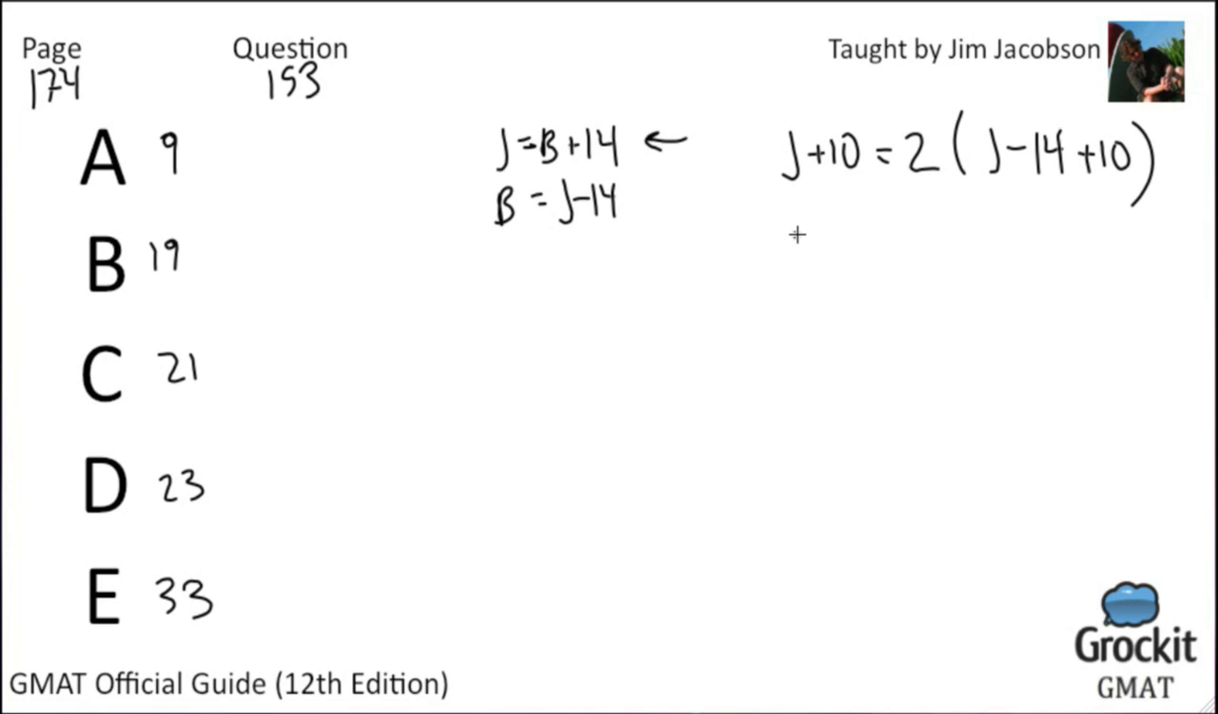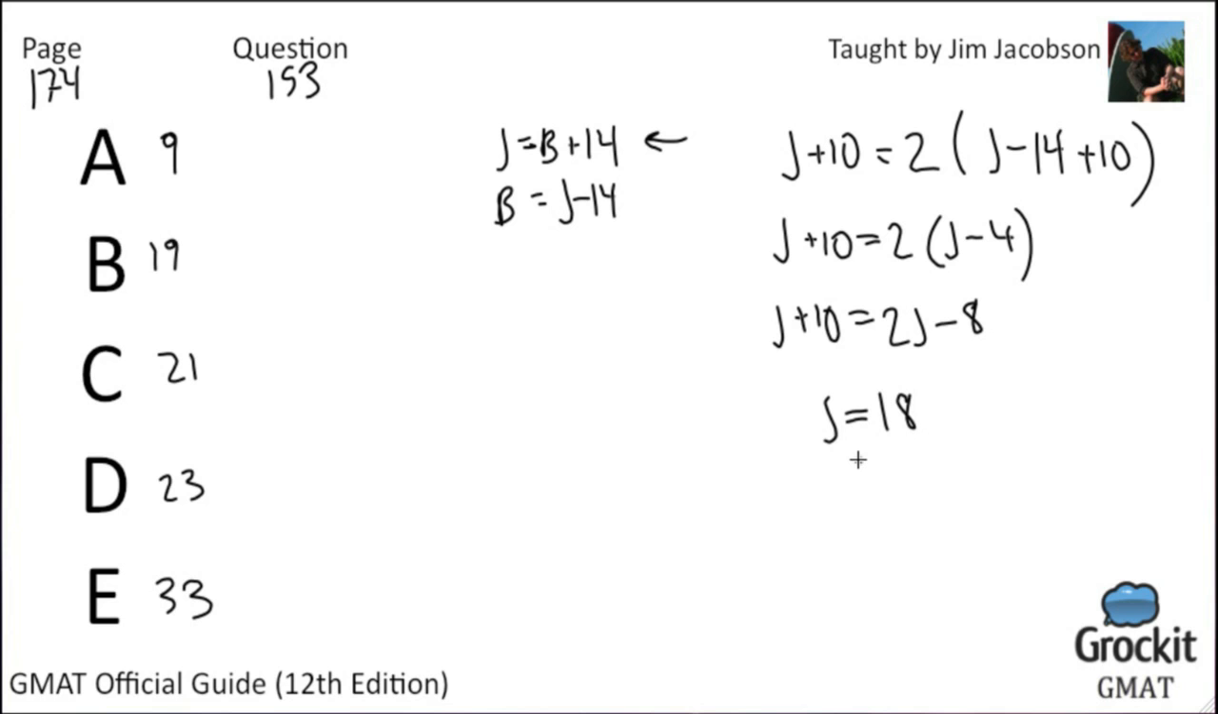So we can solve a little bit here. J plus 10, we'll leave that alone. This is 2 times (J minus 4). J plus 10 equals 2J minus 8. Subtract a J from both sides, add an 8 to both sides. So we get J equals 18. Of course, that's not one of the answer choices because the question is actually asking how old will Jack be in 5 years? We need to add 5. So J plus 5 equals 18 plus 5, which equals 23. Answer choice D.